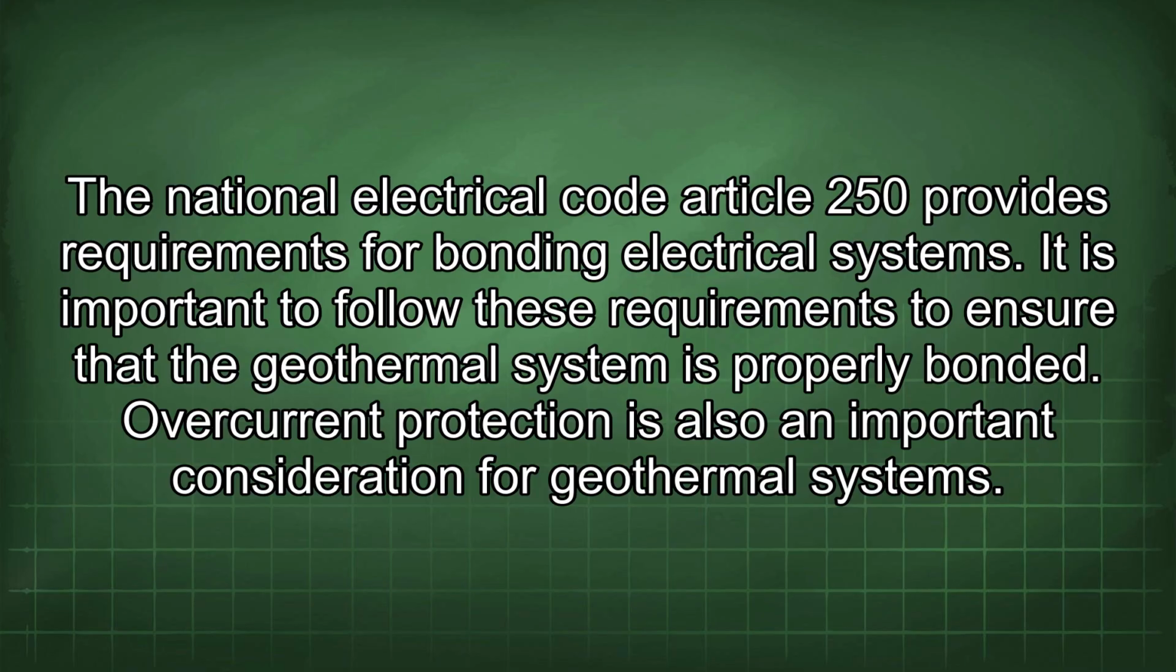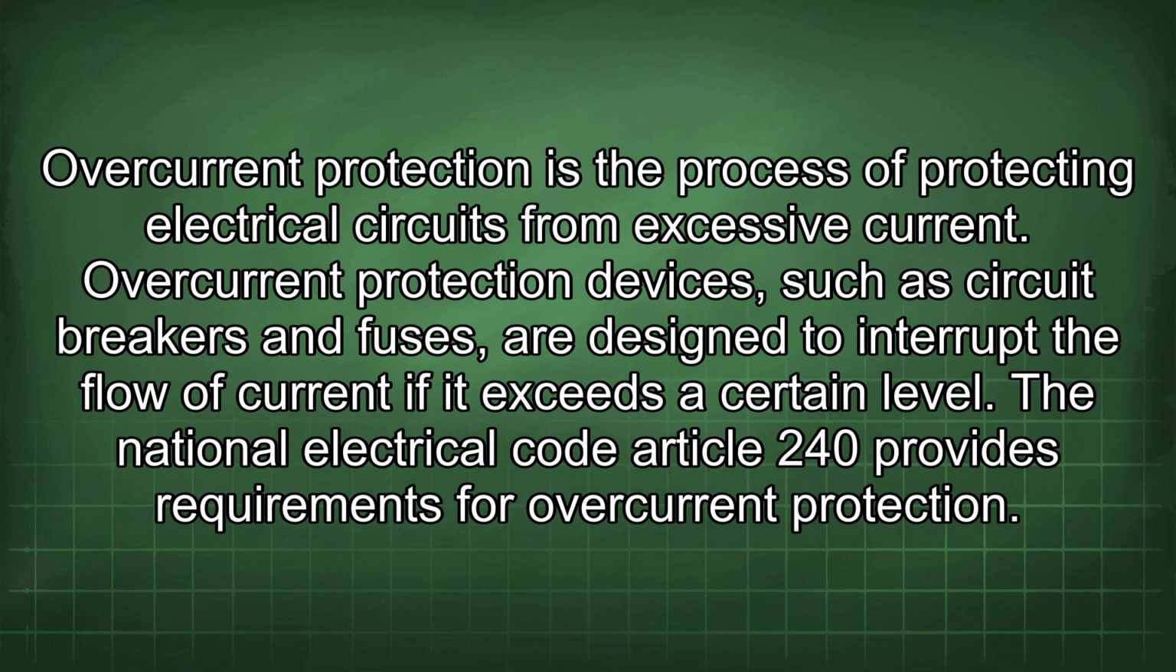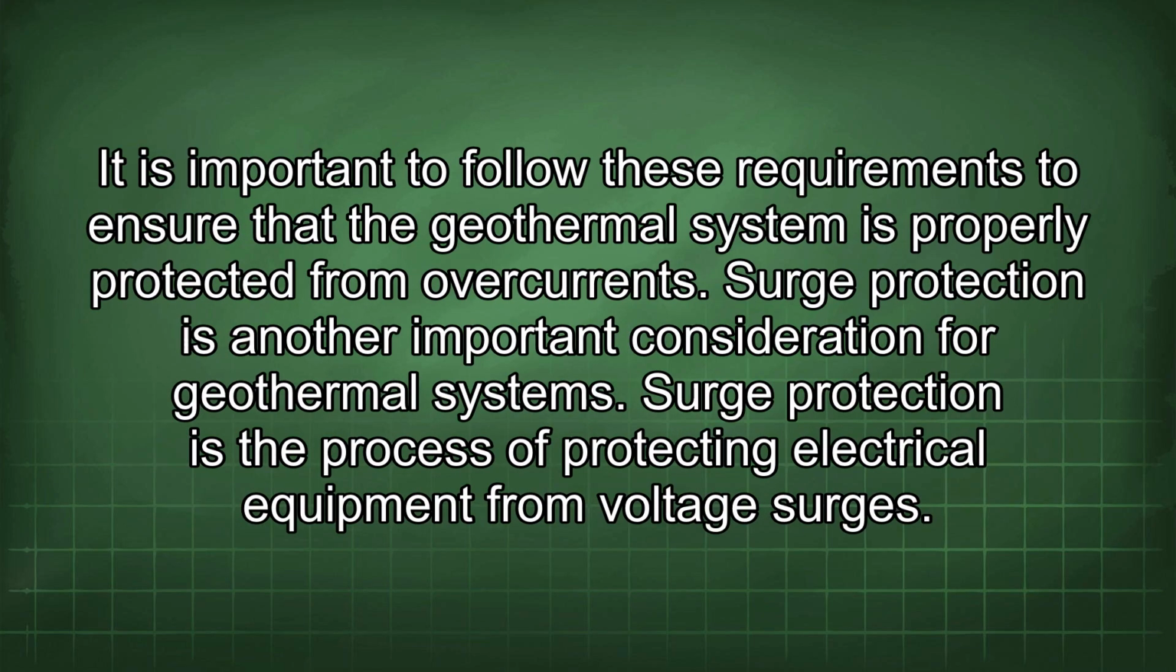Overcurrent protection is also an important consideration for geothermal systems. Overcurrent protection is the process of protecting electrical circuits from excessive current. Overcurrent protection devices, such as circuit breakers and fuses, are designed to interrupt the flow of current if it exceeds a certain level. The National Electrical Code Article 240 provides requirements for overcurrent protection. It is important to follow these requirements to ensure that the geothermal system is properly protected from overcurrents.